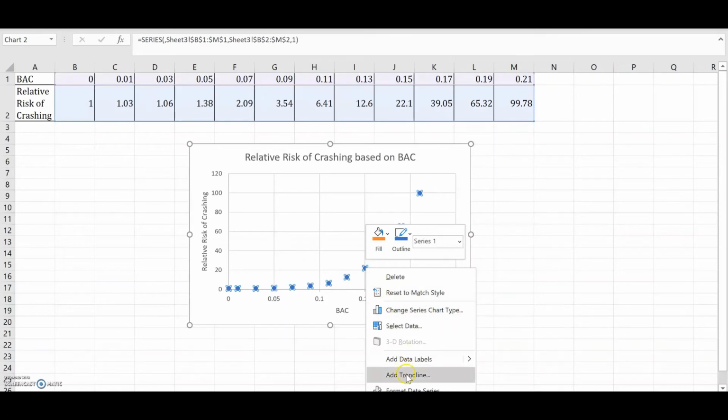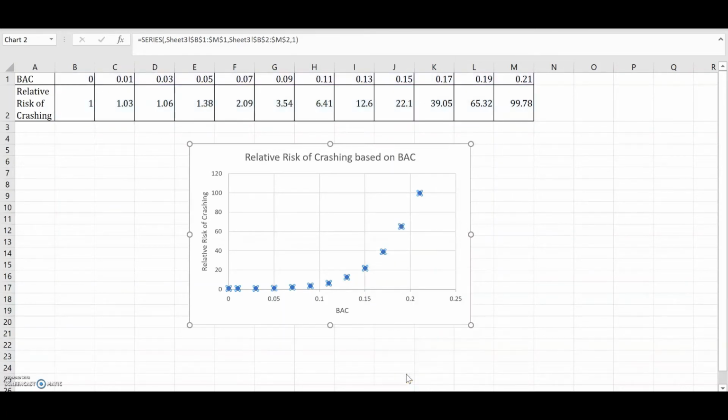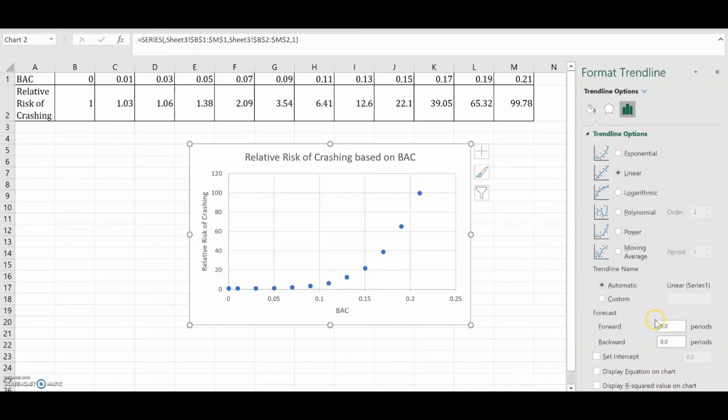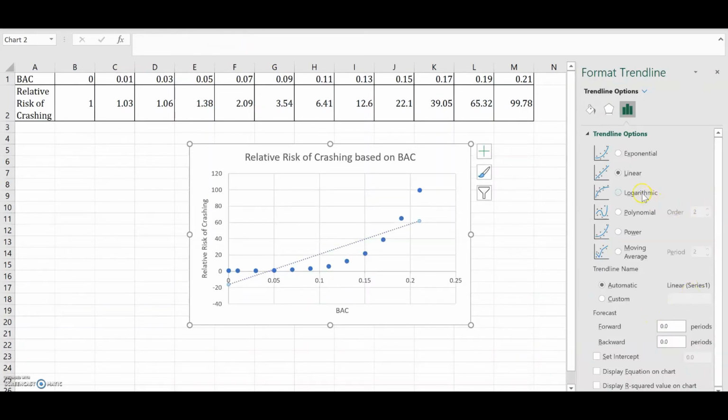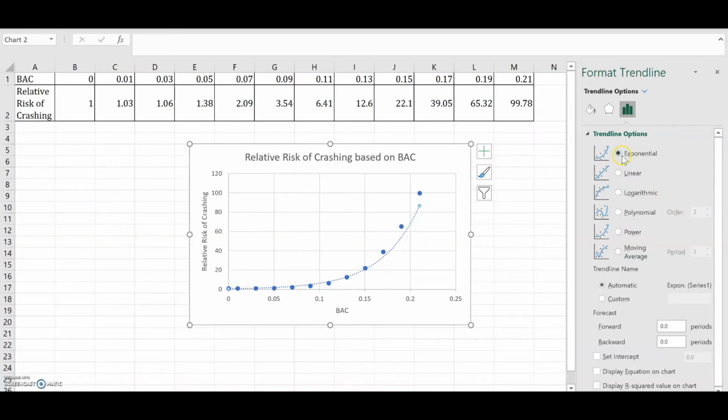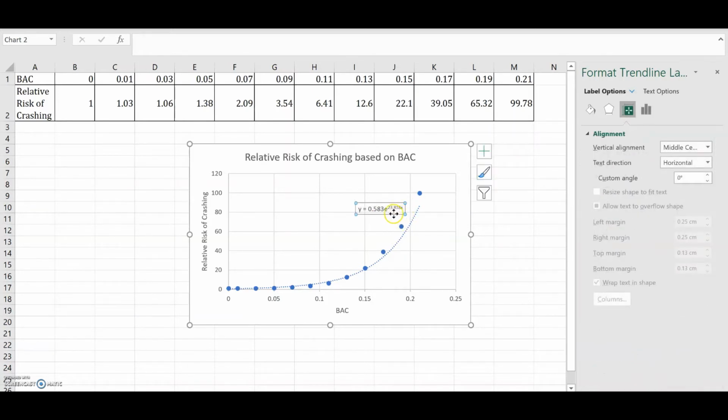and select Add Trendline. When our options appear, we're able to select the type of trendline. So we can select exponential and display its equation on the chart. And we find that we have an exponential function with a base e to describe the data set. We can see it does a very good job of approximating the data set, especially on the domain.